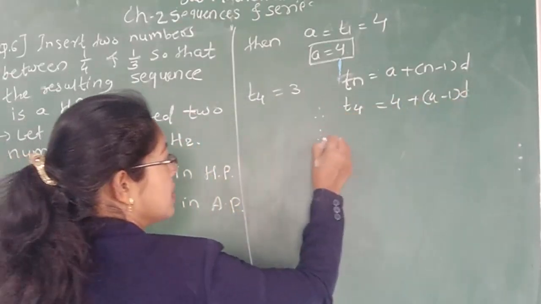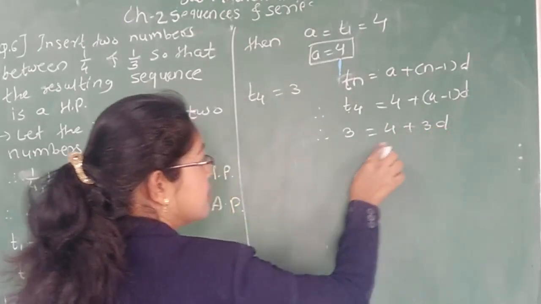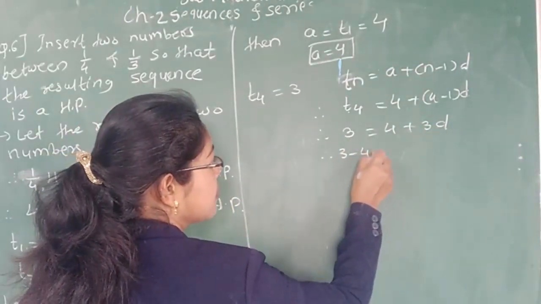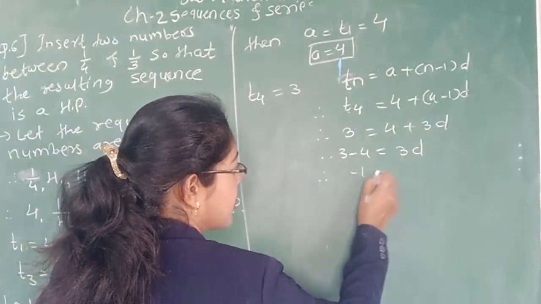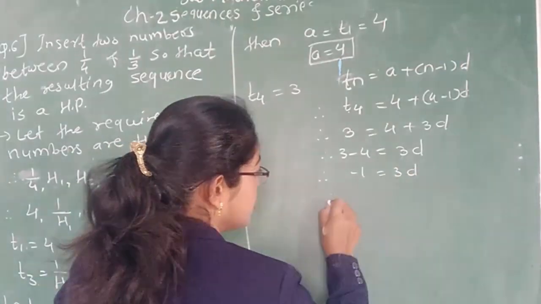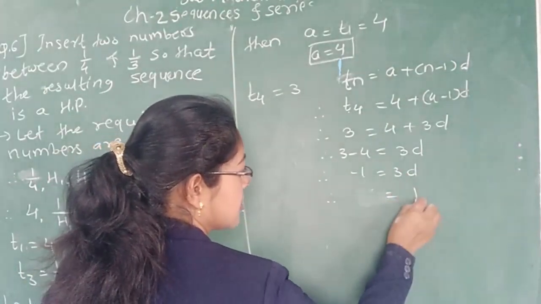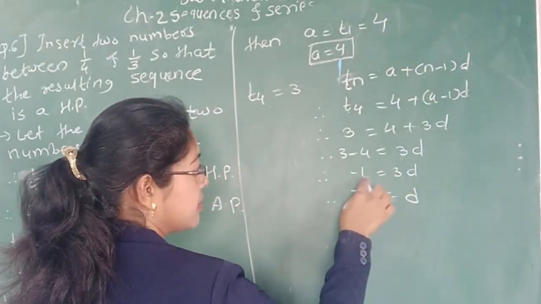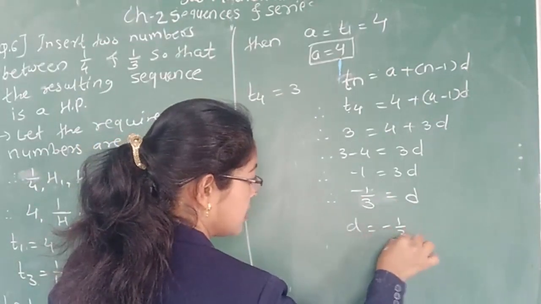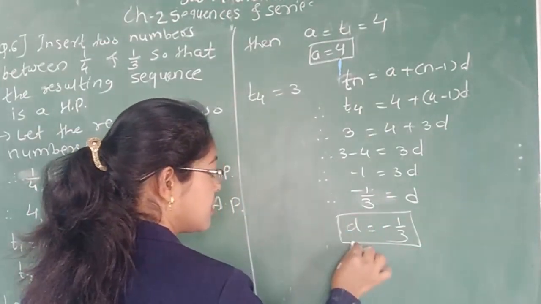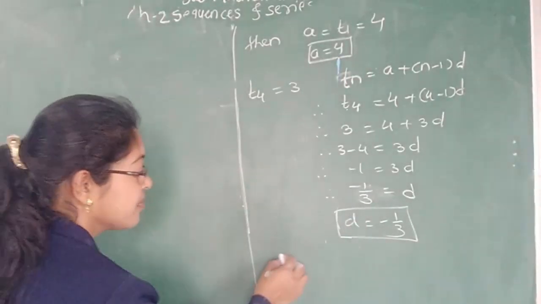T4 is 3, so 3 is equal to 4 plus 3D. We take 4 to this side. So 3 minus 4 is equal to 3D. So 3 minus 4 is minus 1, equal to 3D. So D is equal to this minus 1 divided by this 3. So D is minus 1/3. So the value of D is minus 1/3.